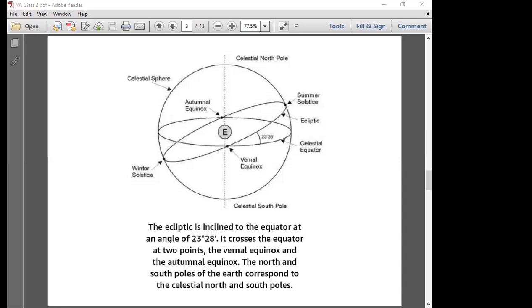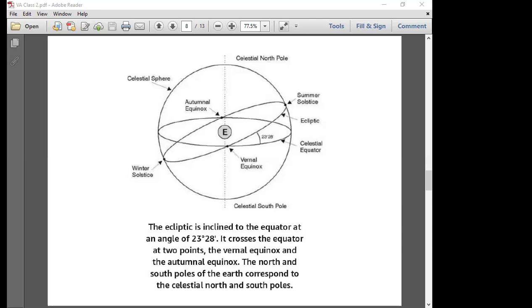So after the autumnal equinox, the sun will pursue a southward direction, and it will attain a maximum south declination of 23 degrees 28 minutes at the time of winter solstice. This, of course, happens around 21st or 22nd December, right? And at this time, the sun is vertically above the Tropic of Capricorn. During this time, the northern hemisphere experiences the shortest day and the longest night, and the reverse is the case for the southern hemisphere.